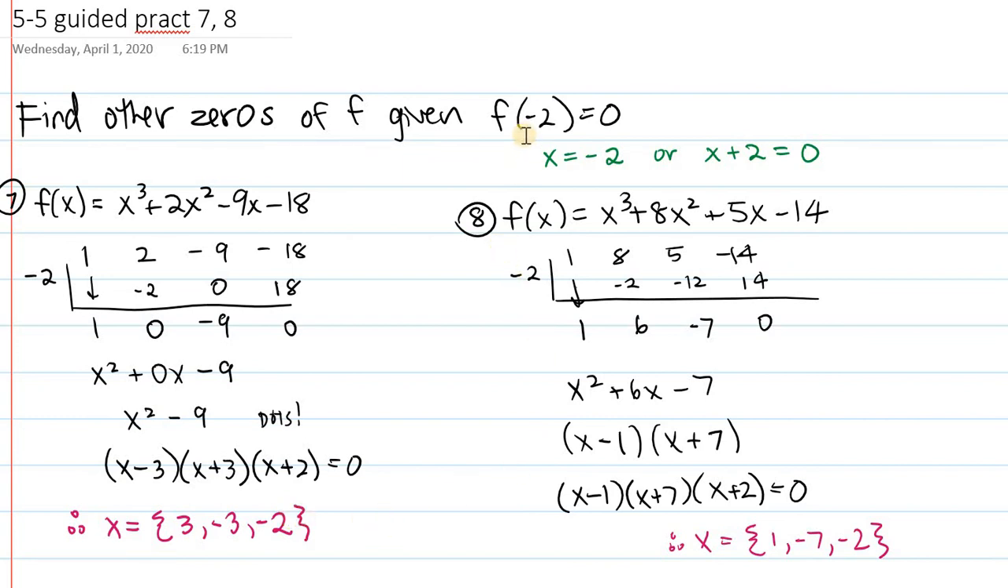For number 8, same thing. We knew that f of -2 equals 0. So that means that if we plug in -2 for x, we have one of the solutions already, which means that it's a binomial of x plus 2. So we plug in -2, use our synthetic division, and we get this trinomial as a result. We can factor that trinomial so that our final factored form looks like this, and then we can use the zero product property to find the 3 solutions.